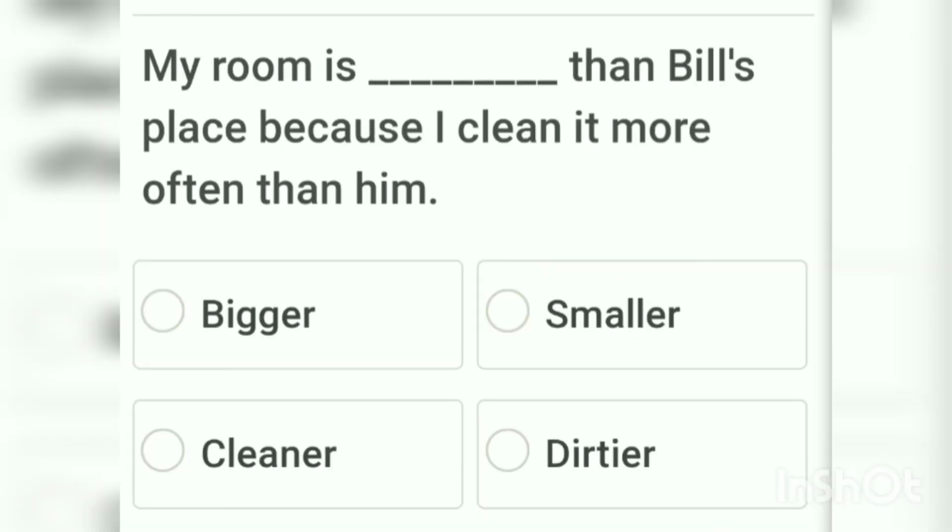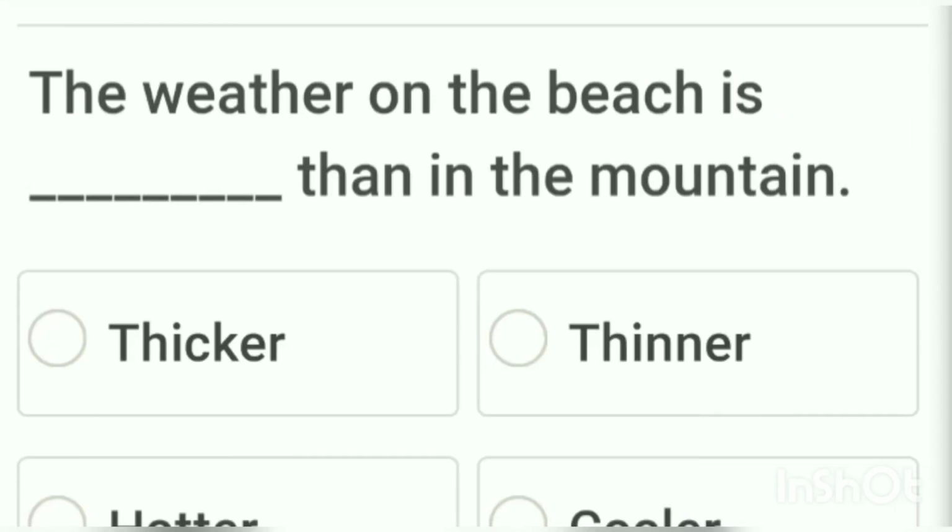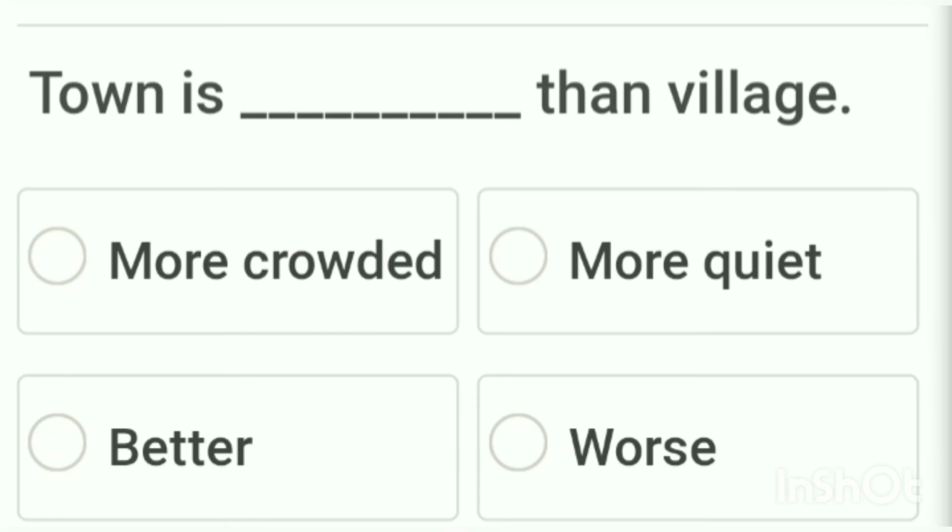Okay, now we move on to the next question, children. My room is dash than Bill's place because I clean it more often than him. Choose the right option. The weather on the beach is dash than in the mountains. Don't go wrong. Go to the rules and regulations and then fill in the blanks. Town is dash than village.